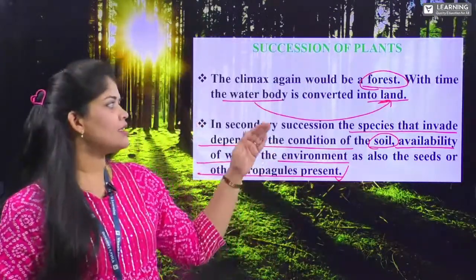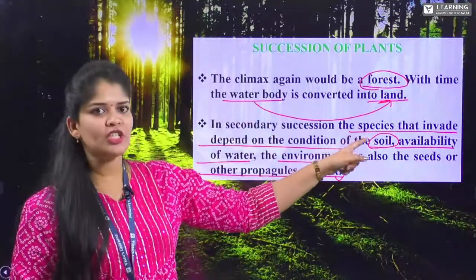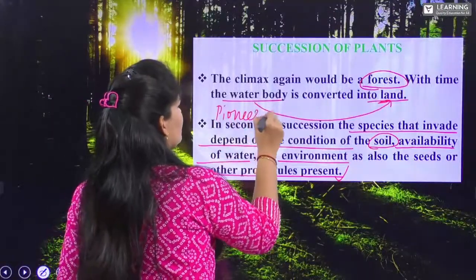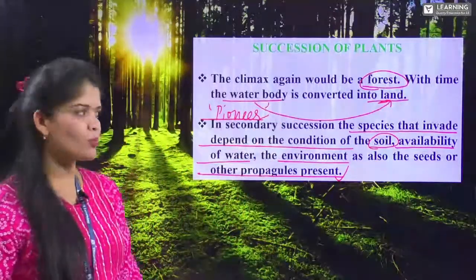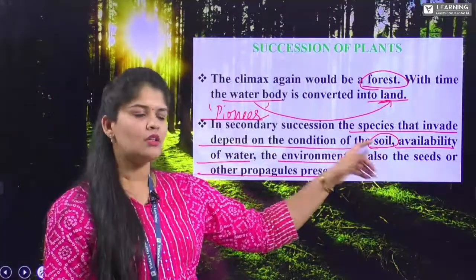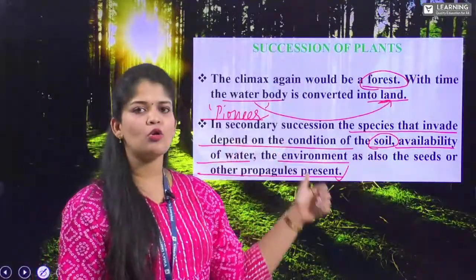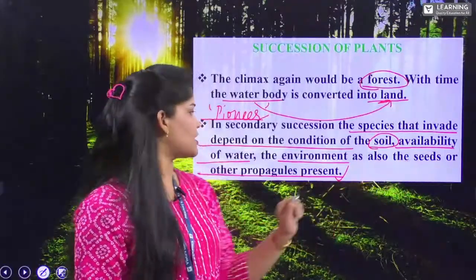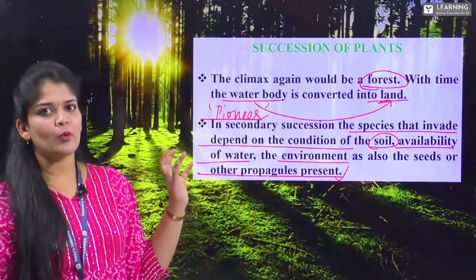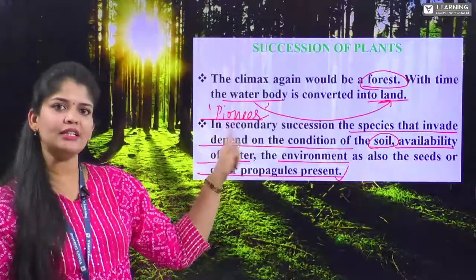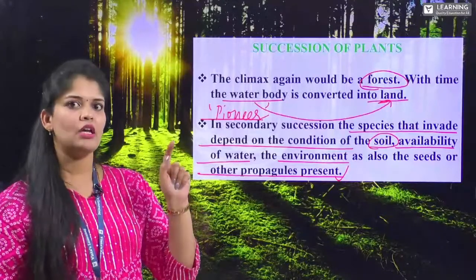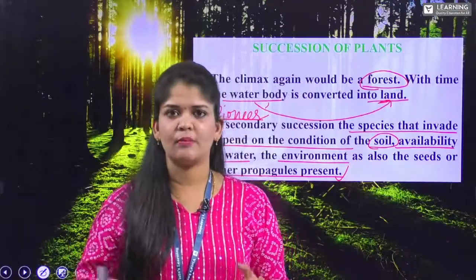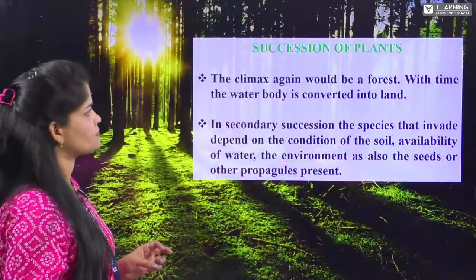But in secondary succession, the species which invades, that is the pioneer species, depends upon conditions like soil, water availability, environment, and also upon what type of soil, what type of seeds, as well as propagules. Depending upon it, the invader is decided in secondary succession, whereas in primary succession it starts with a very small vegetation, that is nothing but your phytoplanktons.